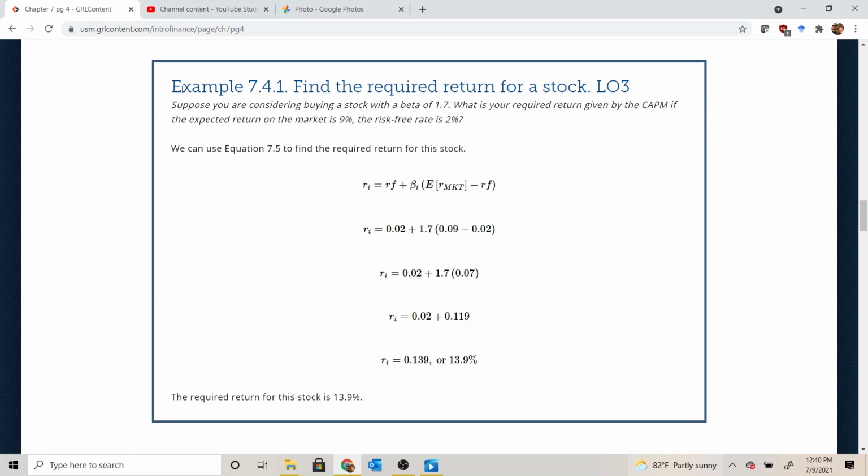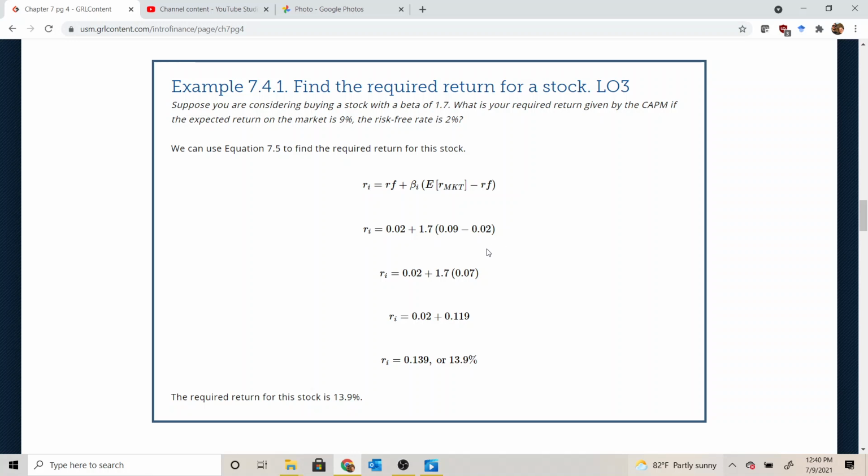All right, this video is eventually going to walk through example 7.4.1 where we find the required return for a stock using the capital asset pricing model, or CAPM. But first, we'll read through it, and there's a lot of new terms here that I want to back up and unpack so we can talk about the concepts. Because once again, we've got a pretty straightforward calculation. We just have to follow order of operations as we do it.